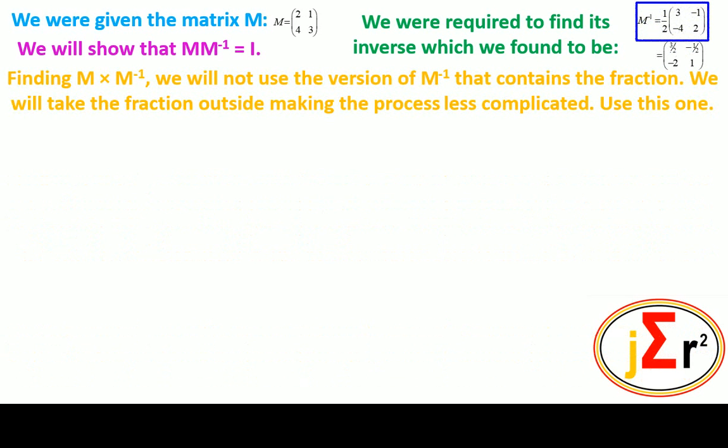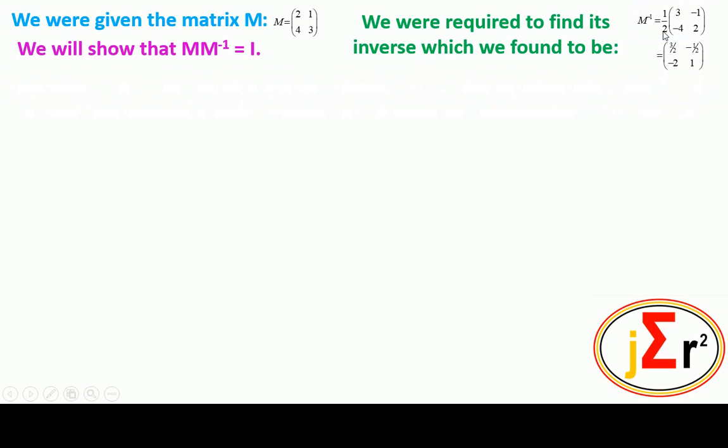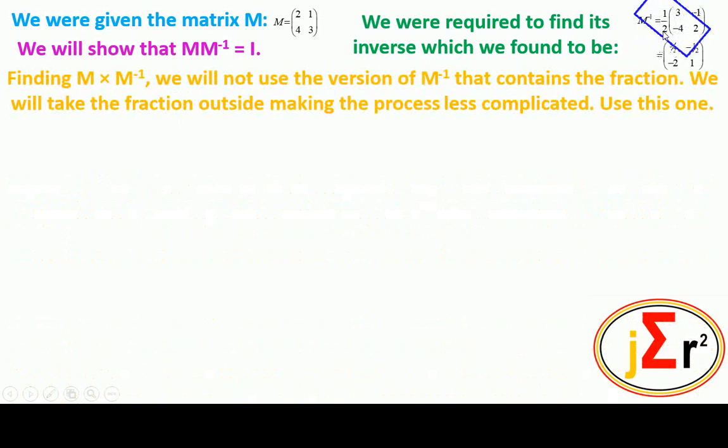Finding M times M inverse, we will not use the version of M inverse that contains the fraction. We will take the fraction outside, making the process less complicated. That is why we are using the one with the fraction outside, because we will be manipulating only whole numbers.